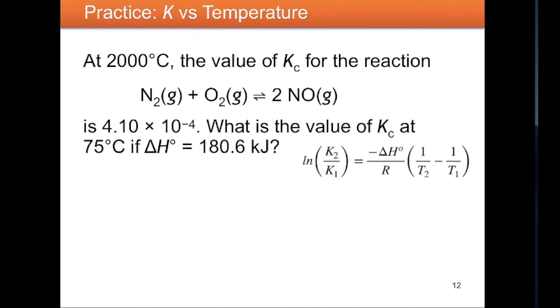So let's just go through a quick example of the Van 't Hoff equation. So at 2000 degrees Celsius, the value of the equilibrium constant for this reaction is 4.1 times 10 to the minus 4.